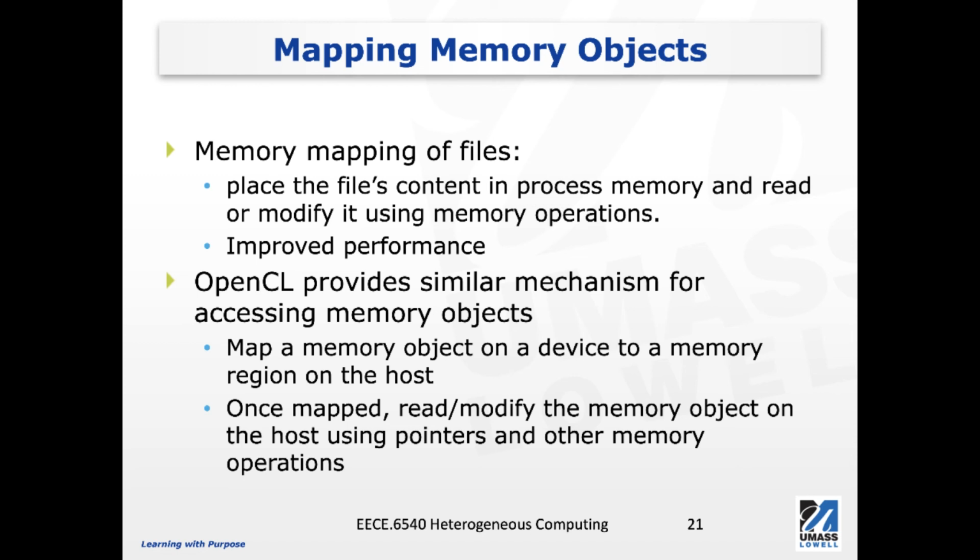OpenCL provides a very similar mechanism for accessing memory objects. We can map a memory object on a device to a memory region on the host. If we do that, then instead of using CL read buffer or write buffer, we can just use this memory pointer on the host to read and modify that particular memory object. Once it is mapped, we can read and modify the memory object on the host side using the pointers we obtained through the memory mapping.